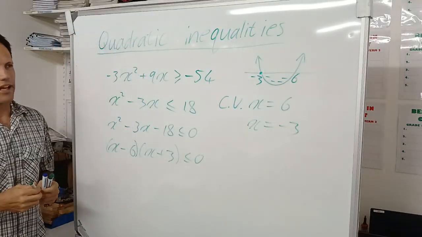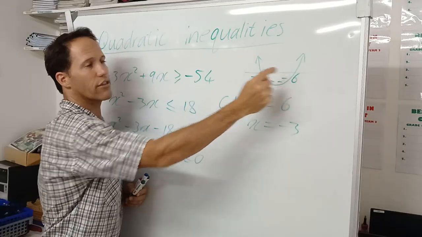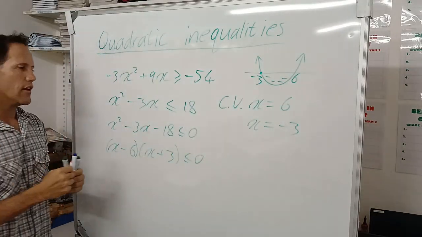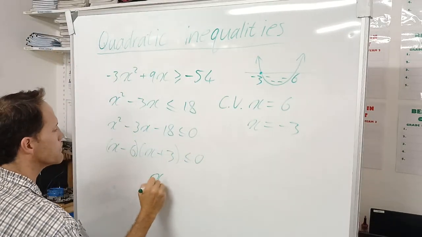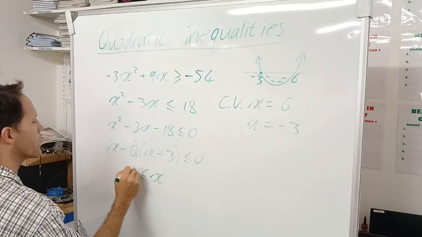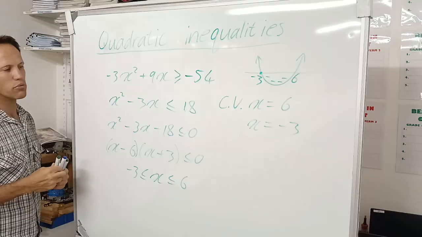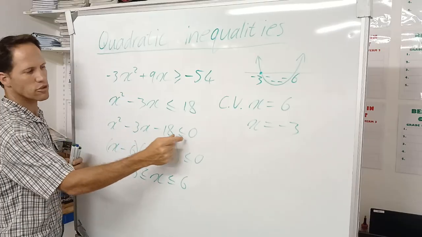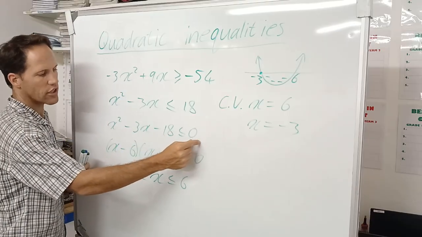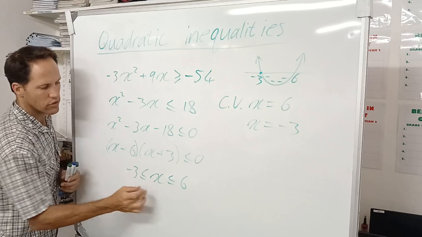So we know where is it negative? Between negative 3 and 6. Between the two. So we're going to say the answer is x must be between negative 3 and 6. Okay, it's always between. If it's a positive x squared and it's smaller than or smaller equal to 0, x will always be between the two.